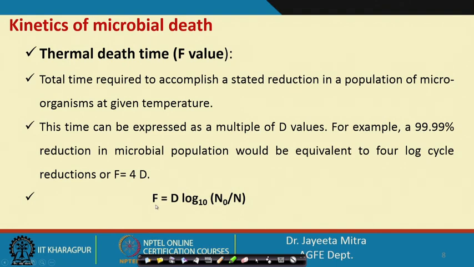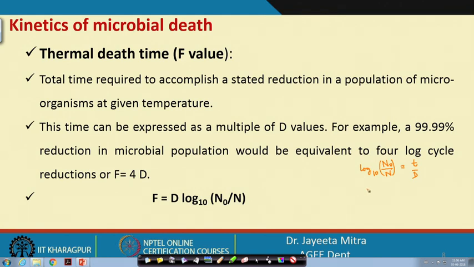So, the total process time is F equal to D log10 N0 by N. If you remember, our earlier equation was log of N0 by N to the base 10 equal to t by D. Now, we can write D log of N0 by N equal to t, and this t is eventually the F value, the total process time, when we strictly define how many log cycle reductions we want in a process.